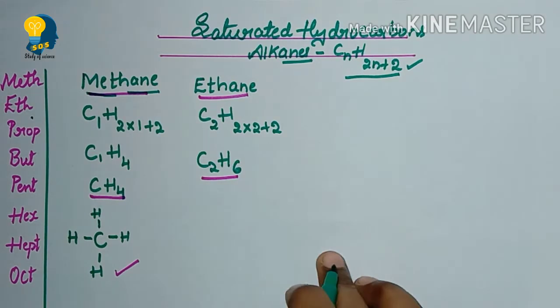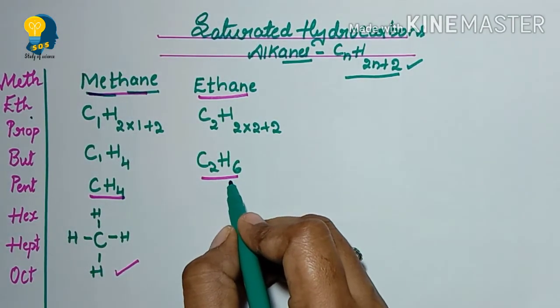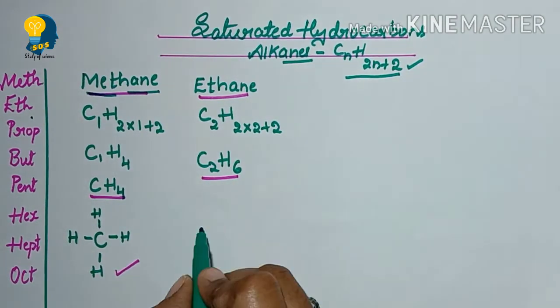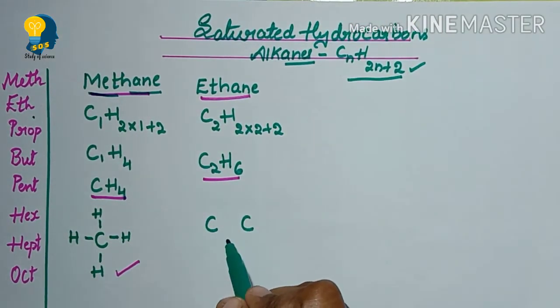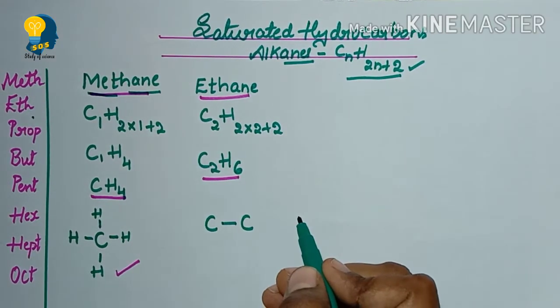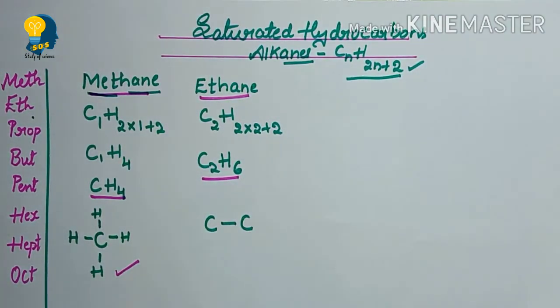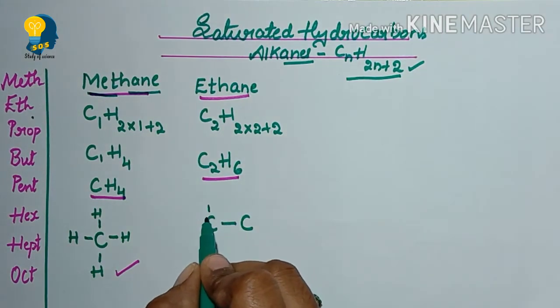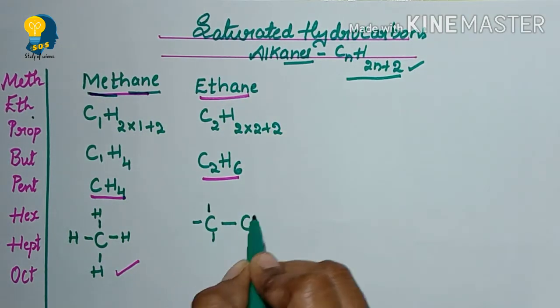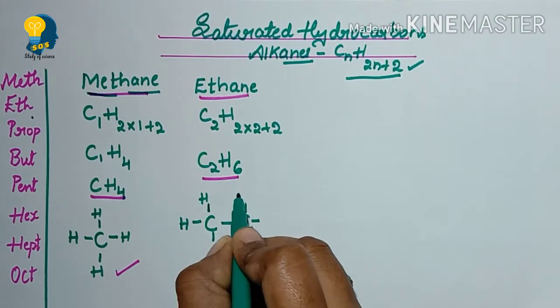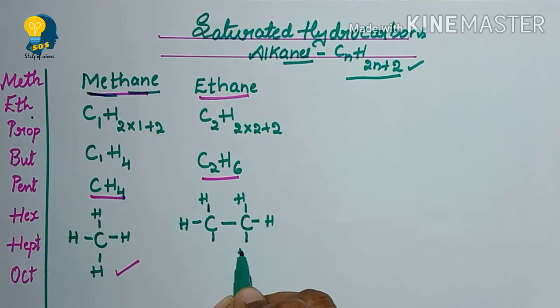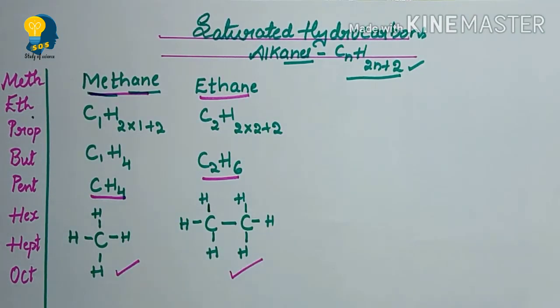Now let us write the structural formula by looking at molecular formula. How many atoms of carbon? 2. So 1 and 2. And you know that this is saturated hydrocarbon. Hence, there will be single bond between the carbon and carbon atom. How many atoms of hydrogen? There are 6 atoms of hydrogen. 1, 2, 3, 4, 5, 6. So this is how we write the structural formula for ethane.